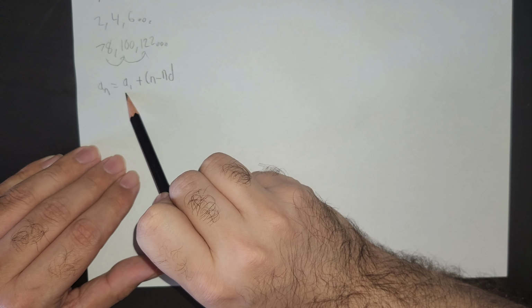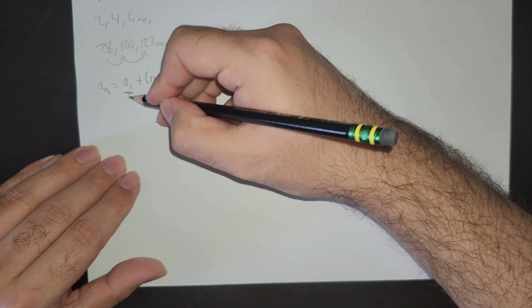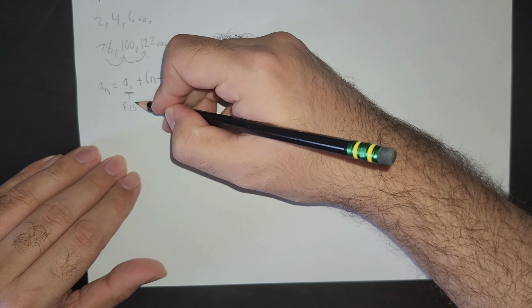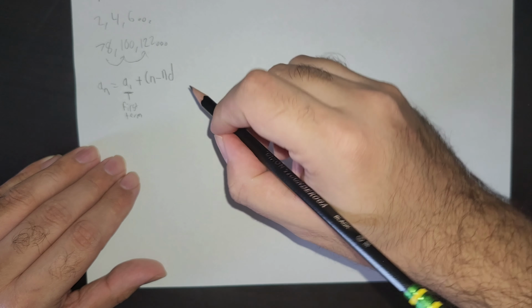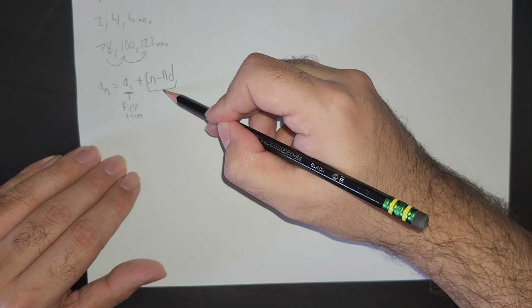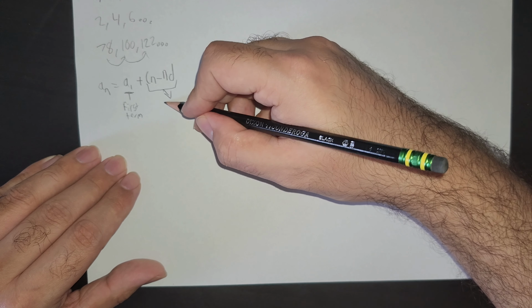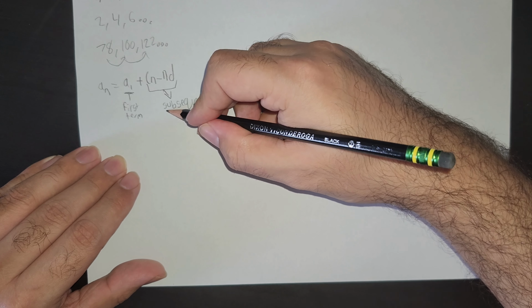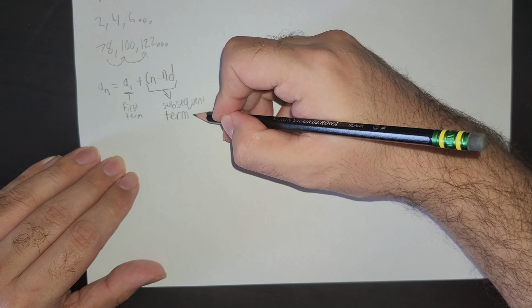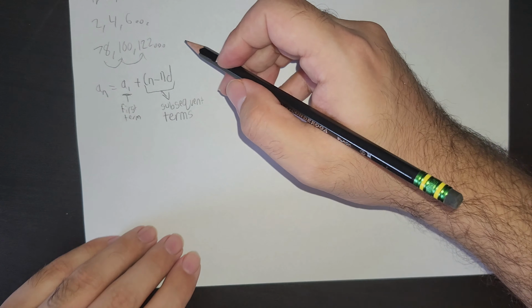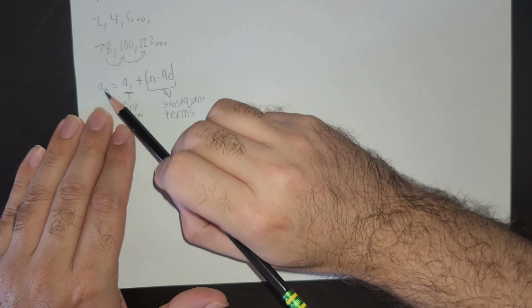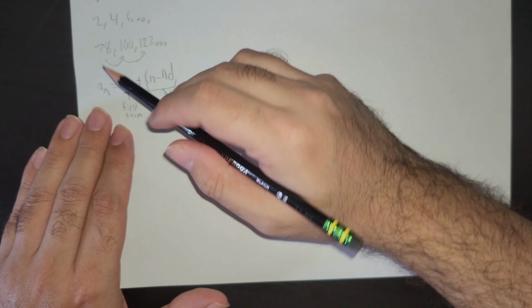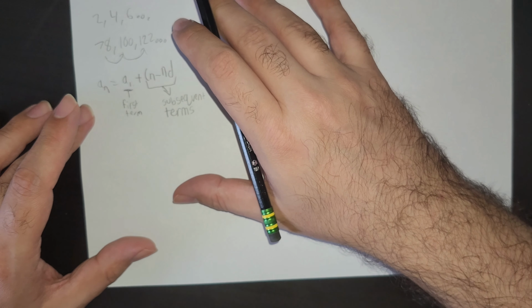Okay, so this is our first term. And this is how we calculate subsequent terms. So the 1 and the n here signify where we are in the series. 1 being the first, and n being wherever we are after that, right?